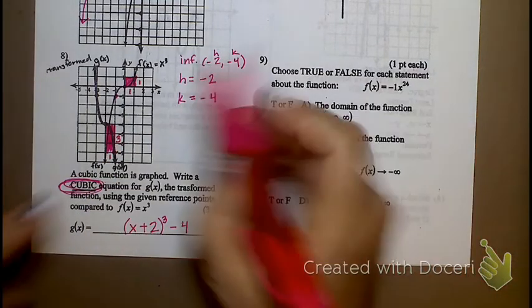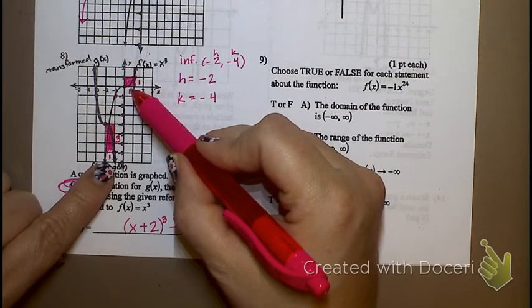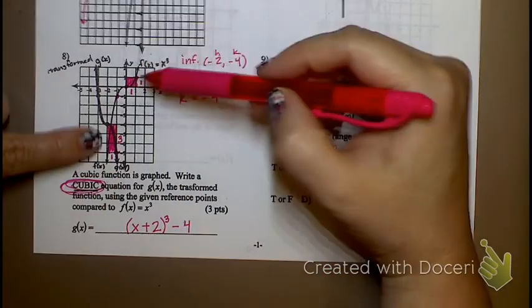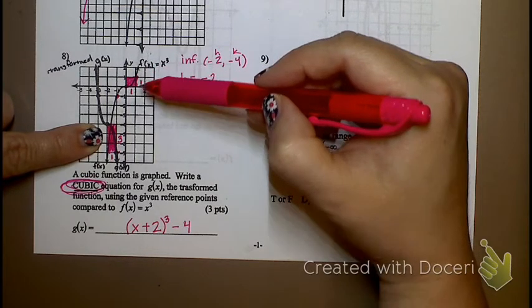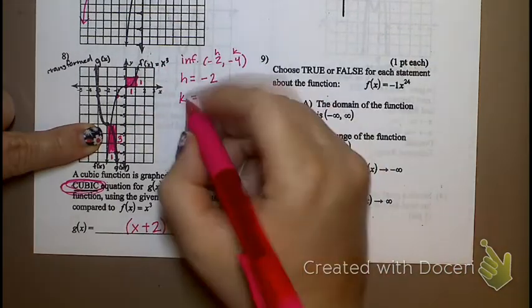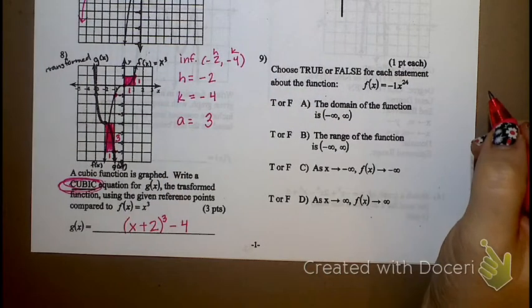Is there a horizontal change? Not if both these boxes are only 1 unit wide. If there was a horizontal change, they would be different sized boxes. Is there a vertical change? Yes, because the original one was only 1 high. Now it's 3 high. So what does that tell me about my A value? We have something that is 3 times as tall.